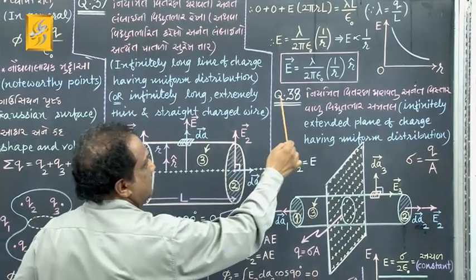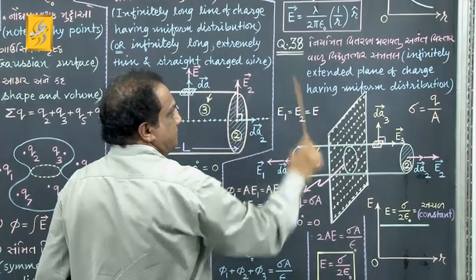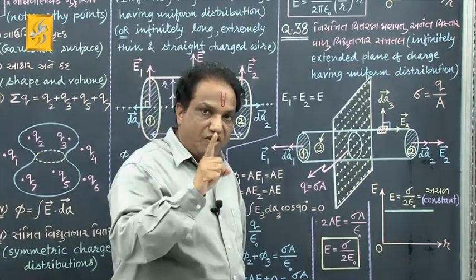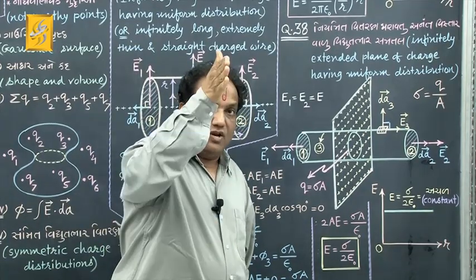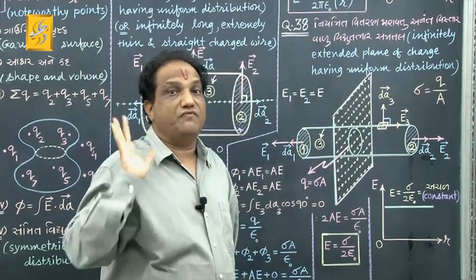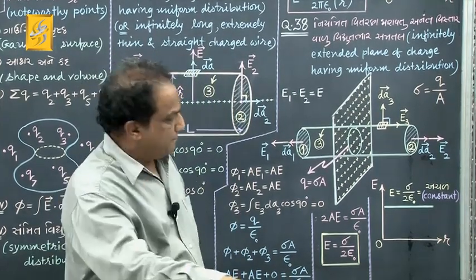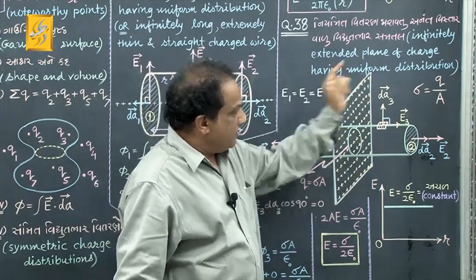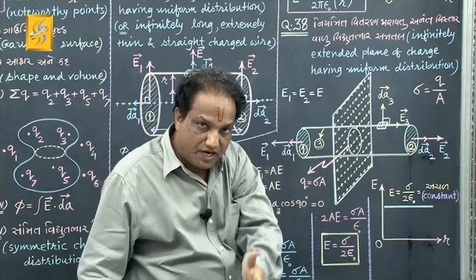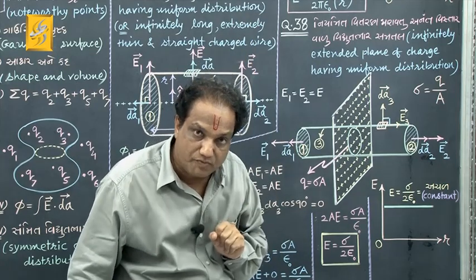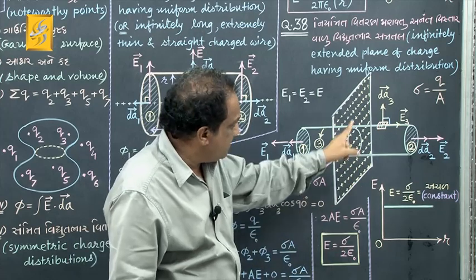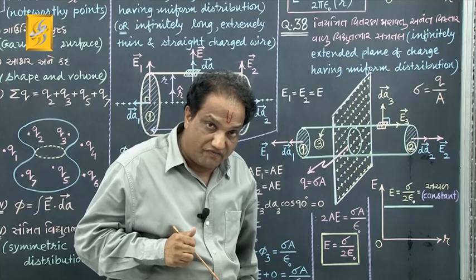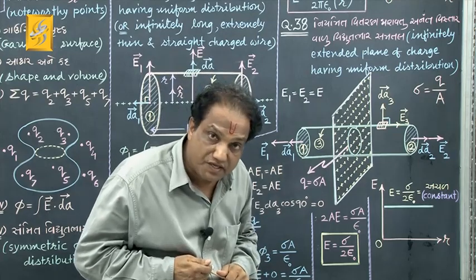Now we go for question number 38, that is finding electric field produced by infinitely extended plane of charge having uniform surface charge distribution. Fine. Consider this a small part of infinitely extended plane of charge having uniform surface charge distribution. Out of that, I have taken here small part. Now we have to find out electric field produced by such a plane of charge, correct?